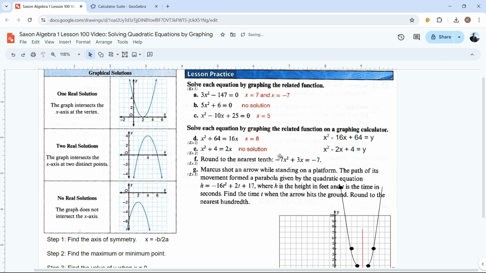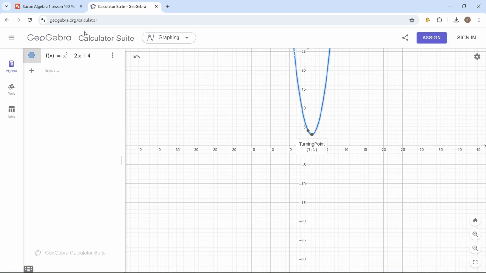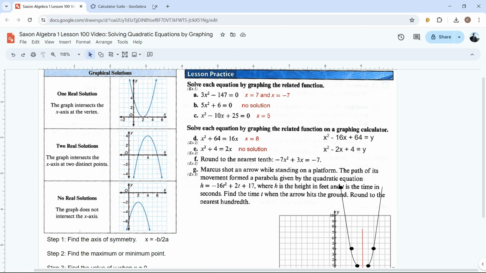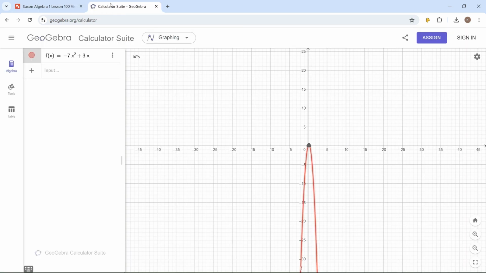There we go. And then my last one is going to be negative 7x squared plus 3x plus 7 equals 0. So negative 7x squared. Let's get rid of this one and we'll just enter a new one. Negative 7x squared. Okay. Plus 3x. Let me just double check. Plus 3x plus 7. Okay, so let me add that to the end. Plus 7. This one crosses the x-axis in 2 places.